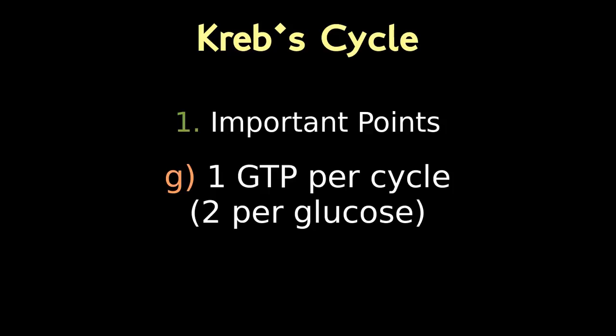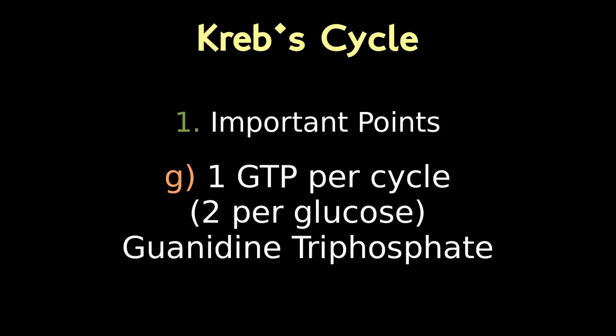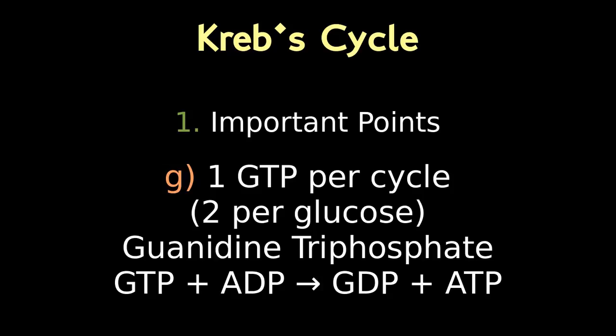So we're also creating 2 GTP for every glucose that we put in, once for every cycle. That will be important as well. This is very similar to ATP, but instead of adenosine triphosphate, we have guanosine triphosphate. Again, just simply swapping out the nucleotide, adenine for guanine, that the phosphates are connected to. And we can actually use this to go back and create ATP at a later time. So we can take a GTP plus an ADP, take a phosphate off the GTP, put it on the ADP, and we get GDP, guanosine diphosphate, plus adenosine triphosphate.